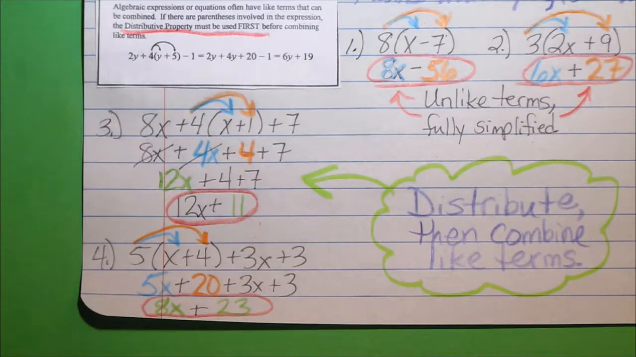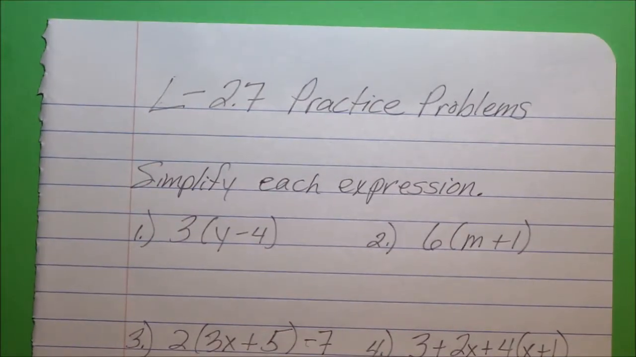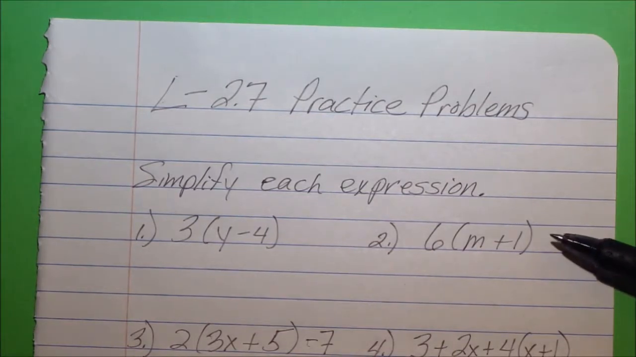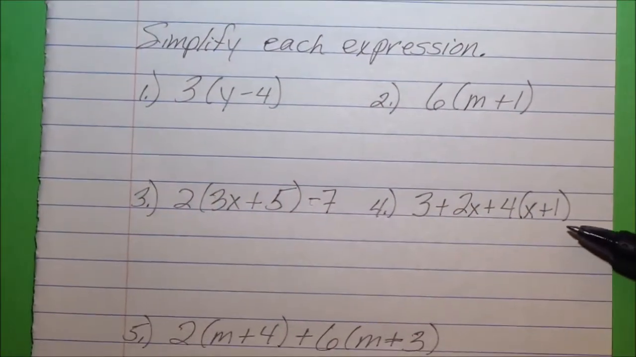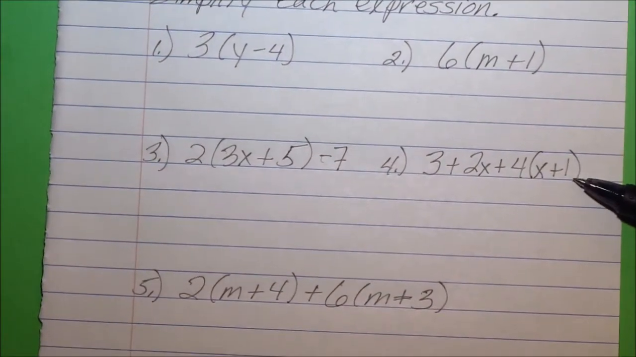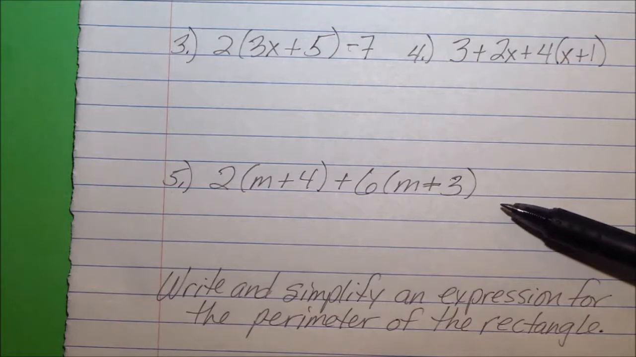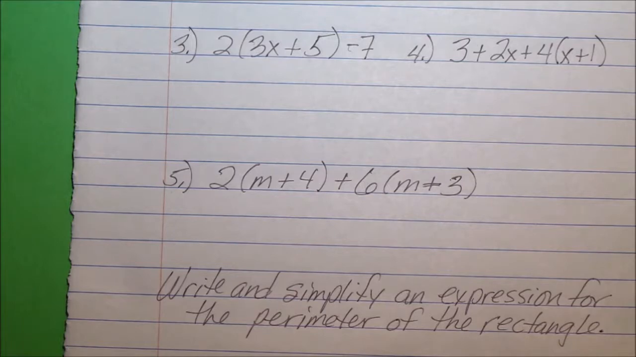Okay, all right, so that's the notes for lesson 2.7. Let's take a look at some practice problems. Okay, 2.7 practice problems. Very much like what we did in the notes. The first two are very simple. Just apply the distributive property. You don't even have to combine any like terms. Then we add a few more so that you apply the distributive property first and then combine like terms. And then I added a trickier one here we didn't do in our notes, but same thing applies. Apply the distributive property first and then combine like terms.